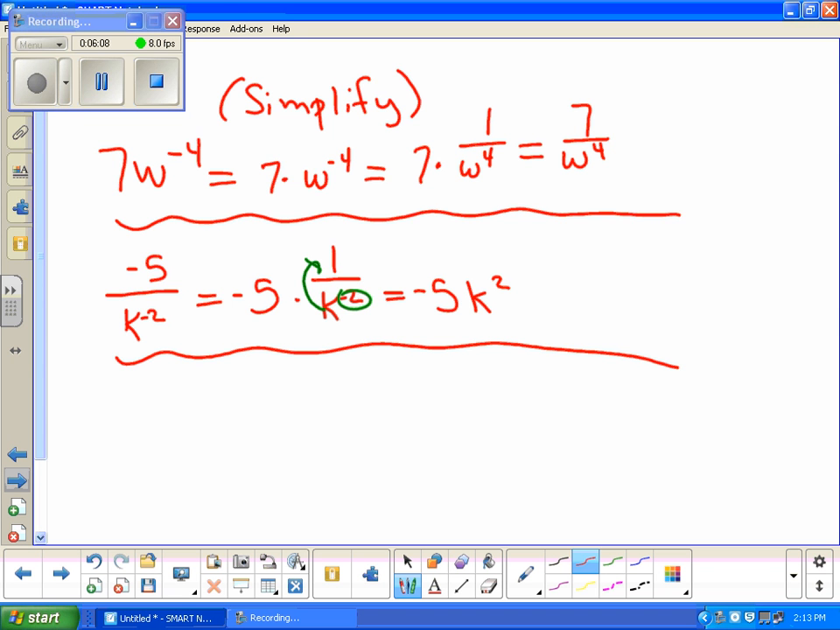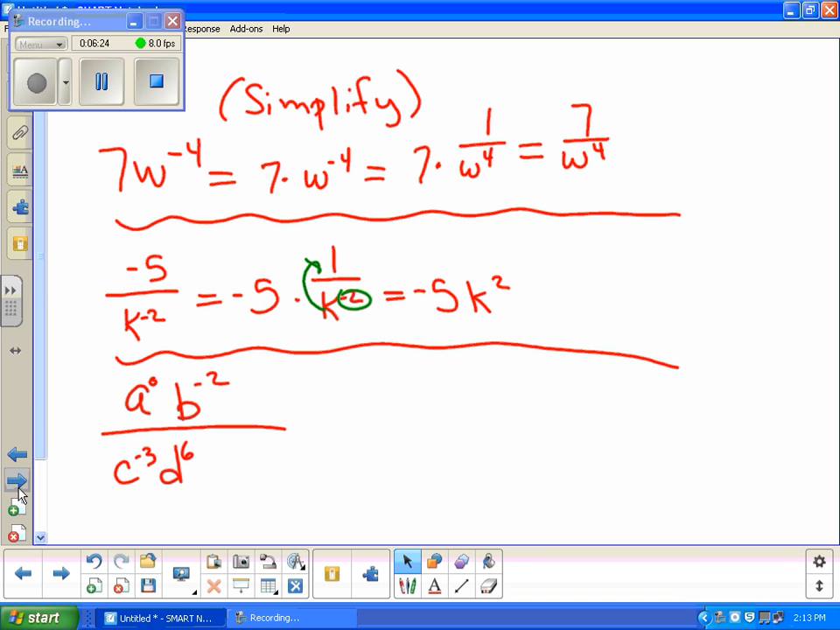One more example, and then you'll be able to try on your own. This example is a to the 0 power, b to the negative 2, over c to the negative 3, d to the 6th. Another way to think of this is when you have negative exponents in a fraction, they're going to trade places between the numerator and the denominator. In this expression, we have a negative 2 in the numerator. We have a negative 3 in the denominator. So this term, b to the negative 2 power, sinks to the bottom, and this term, c to the negative 3, rises to the top.